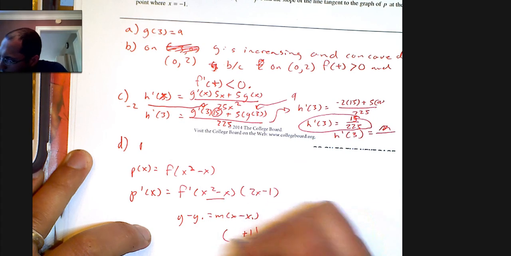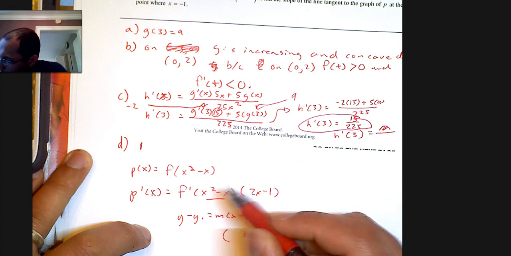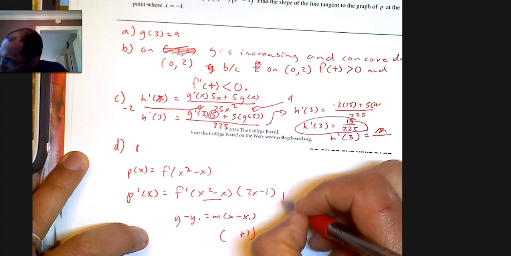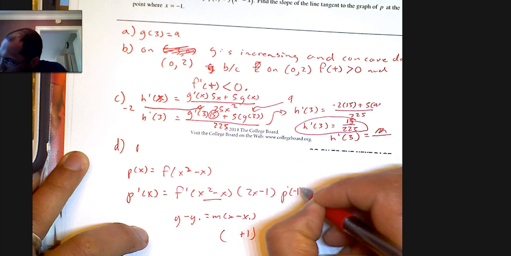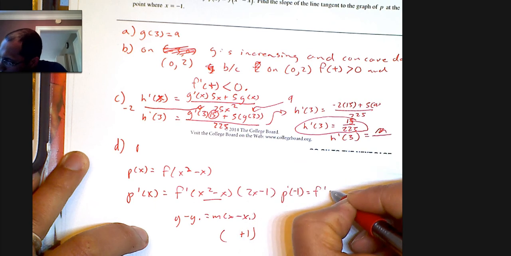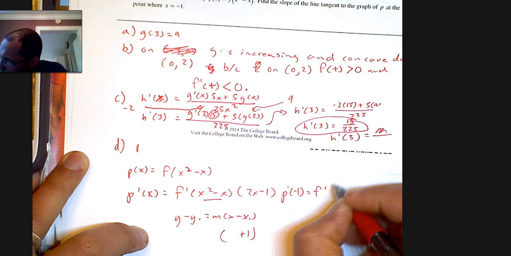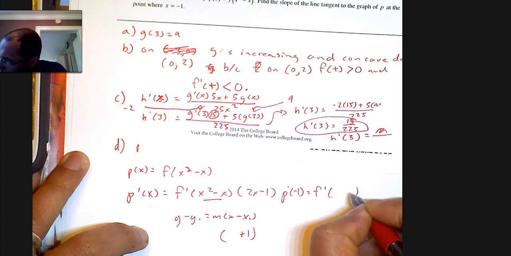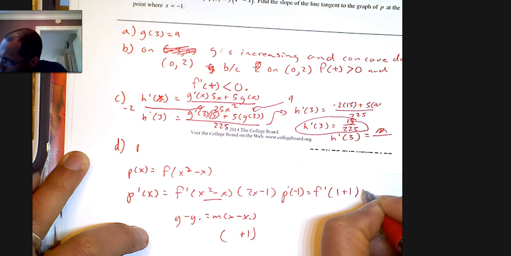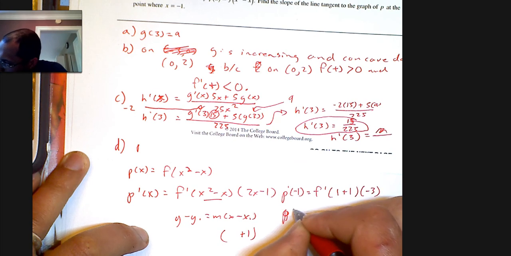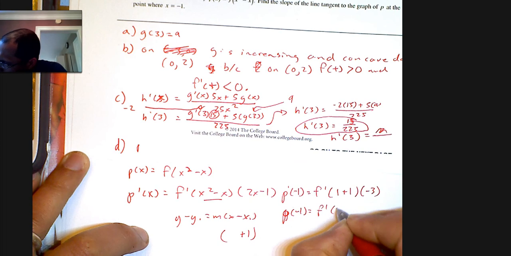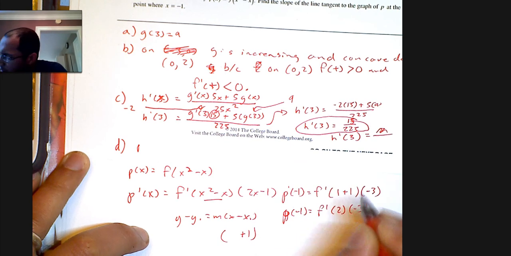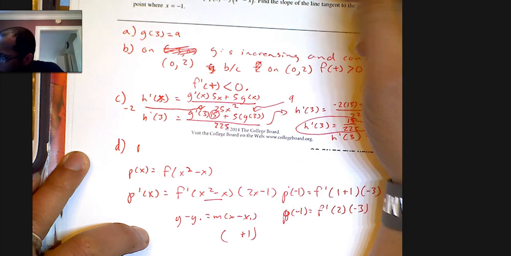We need to plug x into this derivative in order to find the slope. So p prime of negative 1 equals f prime of negative 1 squared minus negative 1, so negative 1 squared is 1, minus negative 1, so it becomes 1 plus 1, and that's also times 2 times negative 1, which is negative 2, minus 1 is negative 3. Alright, so p prime of negative 1 equals f prime of 2 times negative 3.